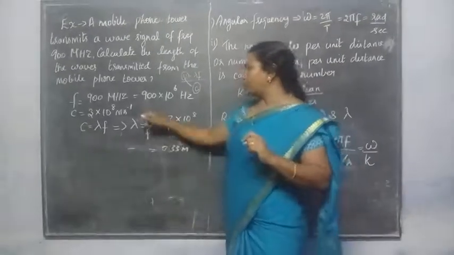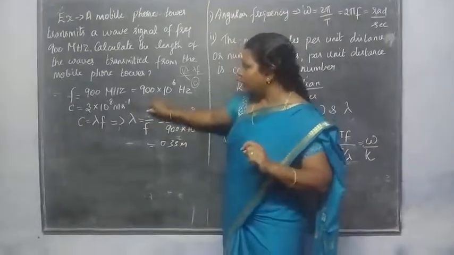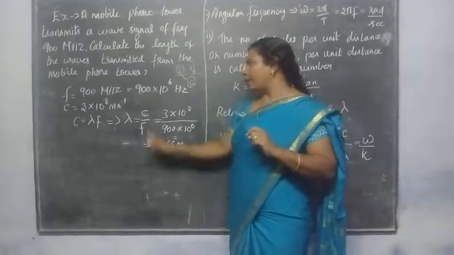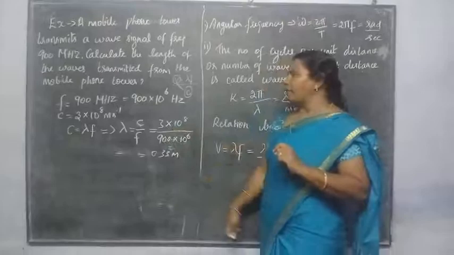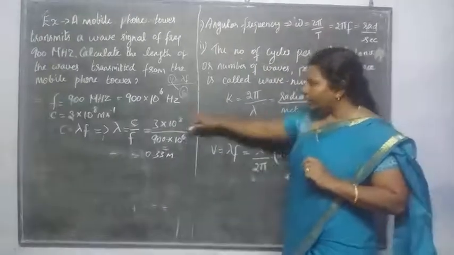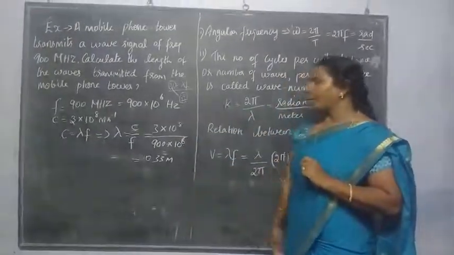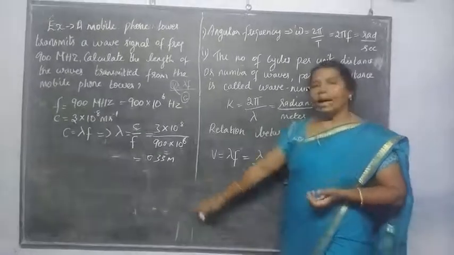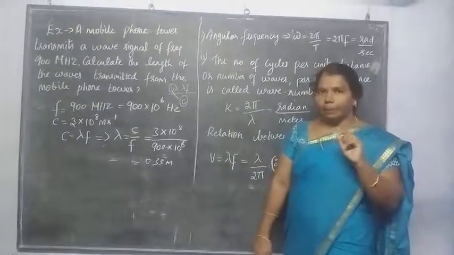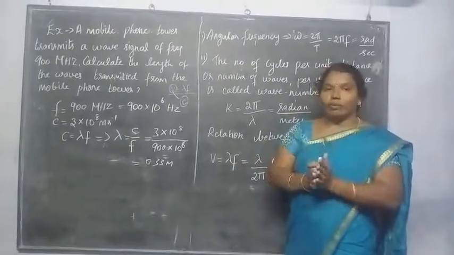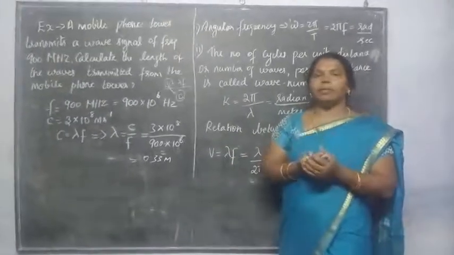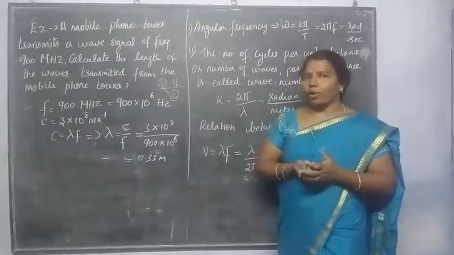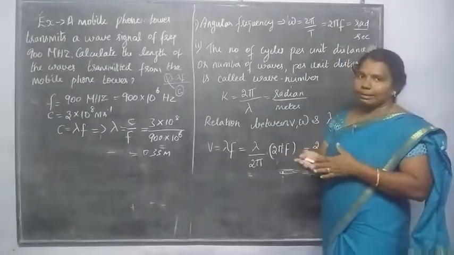I am using c now, so I am taking c here also. Lambda is c by f. Therefore c is 3 into 10 to the power of 8, and f is 900 into 10 to the power of 6. After performing your calculations, you get the answer 0.33 meter. What is the unit for wavelength? That is the meter. Can you got it? These are similar sums. You can practice them for your 1 mark questions, and this is related to your exercise problems.